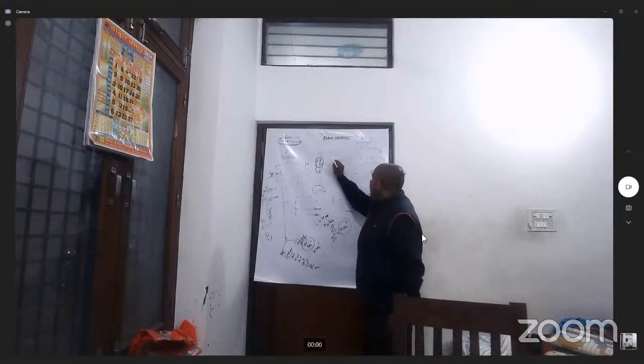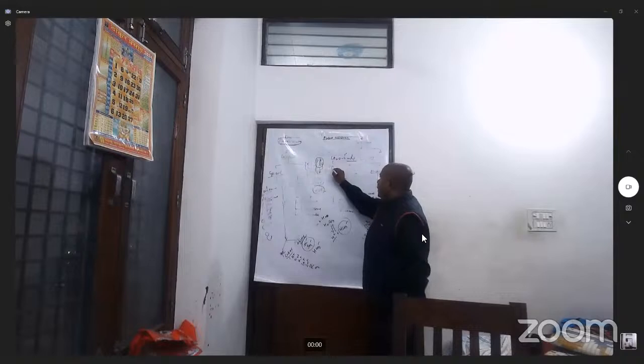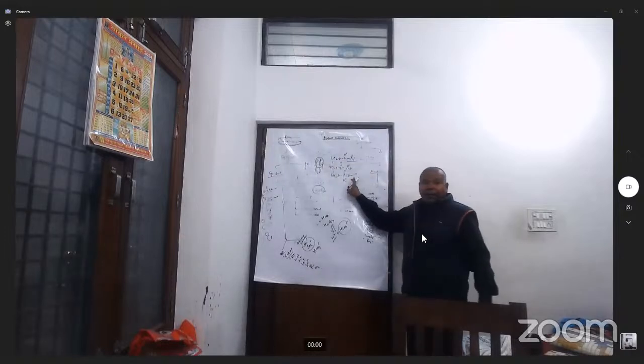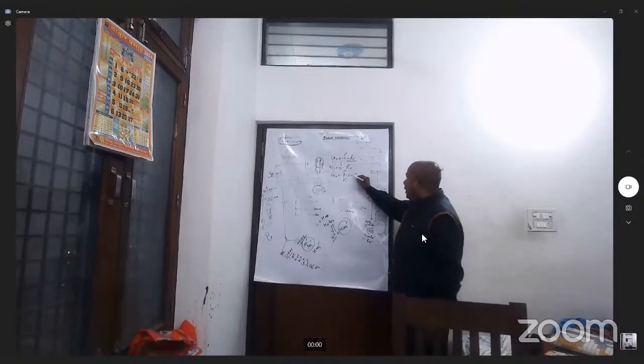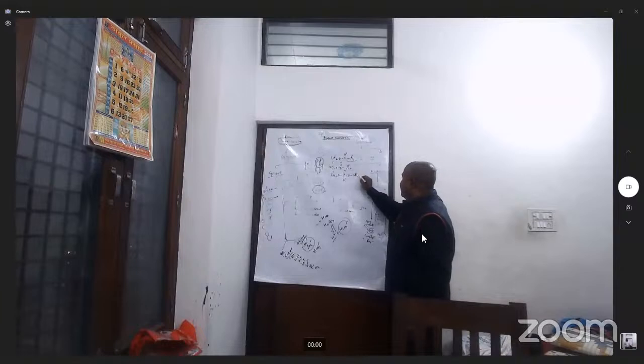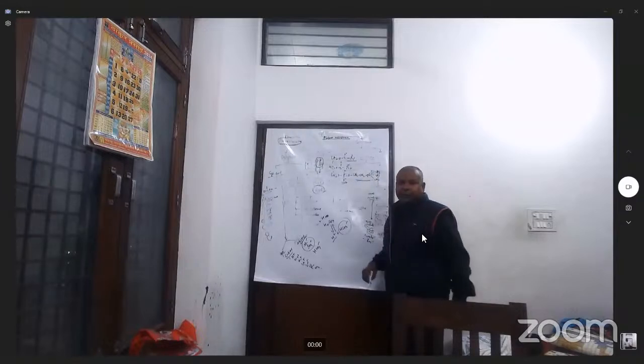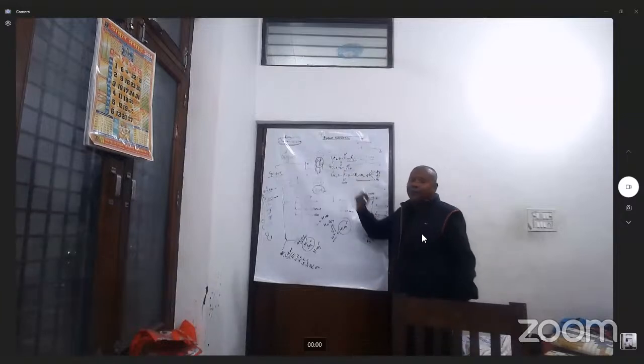The glycerophospholipid has CH2O, C double bond O, R1, and CO, CH, R2, and CH2O. Here the phosphate is attached. Later, something is attached like choline, CH2CH2N, CH3, CH3, CH3. That is the choline. That is the phosphate. That's why it is known as phospholipids.